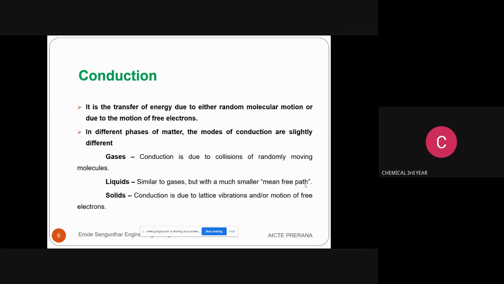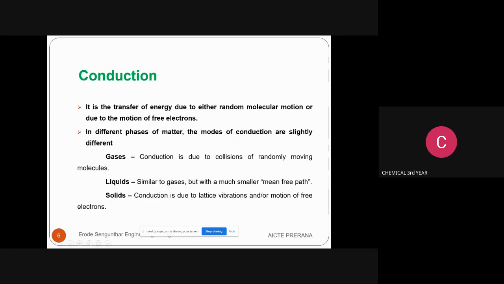Then the last one is solid. Why I have mentioned solid last is because, if we come to know the gas and liquid problem, definitely we can say that solid is the only medium to transfer the heat by the mode of conduction. Solid is a tightly packed medium and it will not have any bulk motion. So definitely solid is the only medium for the conduction mode of heat transfer.